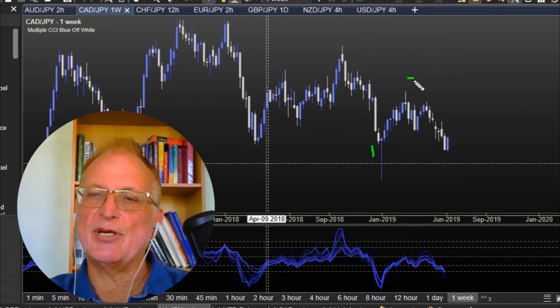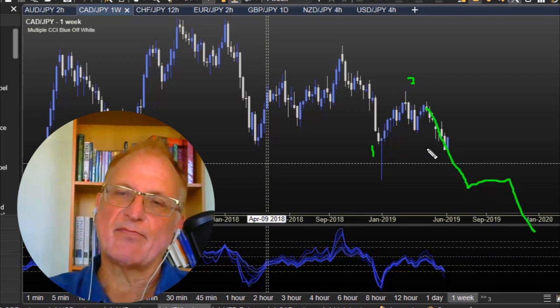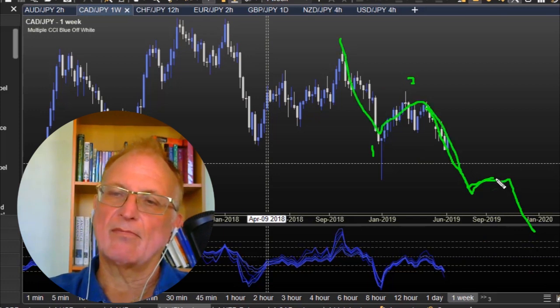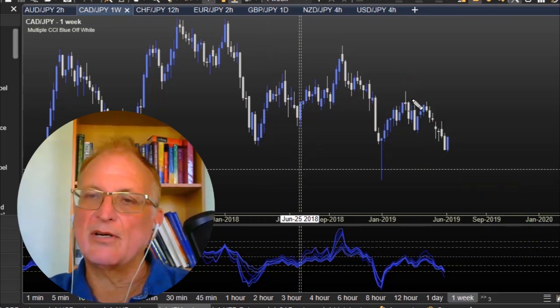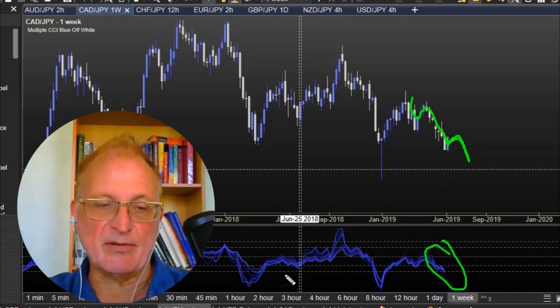A shape of a trend would look like this. We don't have that. A shape of this trend would look like that. CCI is still pointing down. So on the weekly, it looks like it's still going down.